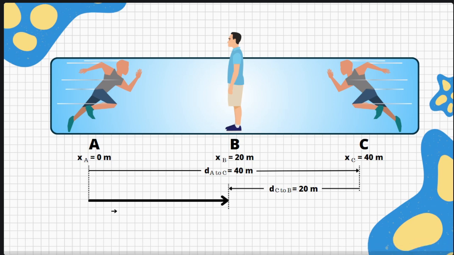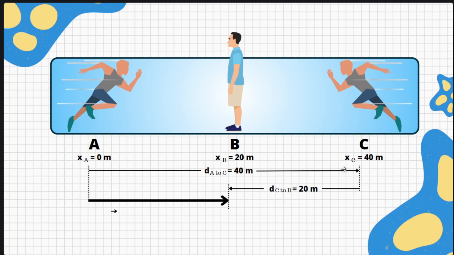Now, let's say that you have a man that initially is at point A, and then he runs towards point C, and then afterwards, he runs and stops at point B. So we are given the distances for point A to point C, that is 40 meters, while from point B to point C or C to B, that is 20 meters.